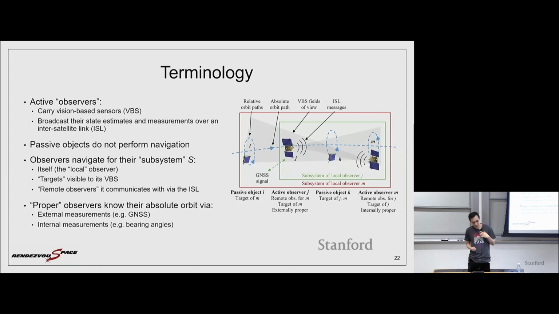We can also divide observers into different types. What we define as a proper observer is an observer that is capable of knowing its own absolute orbit. That's through something like GPS, or could be through something like bearing angles. There are also improper observers, which are observers that can only do relative navigation. They can't do absolute navigation for themselves.